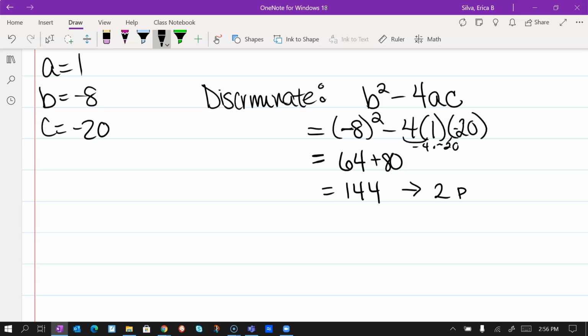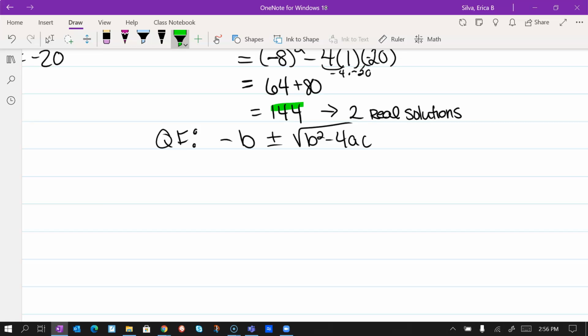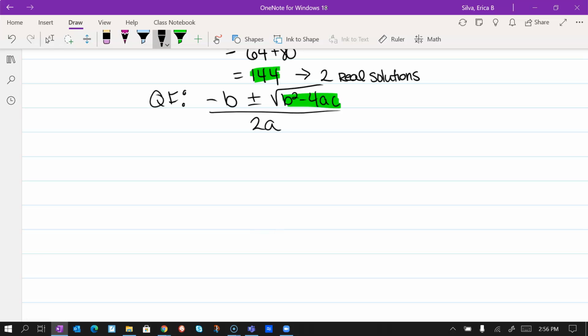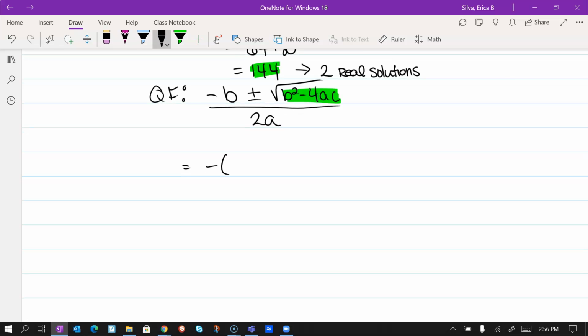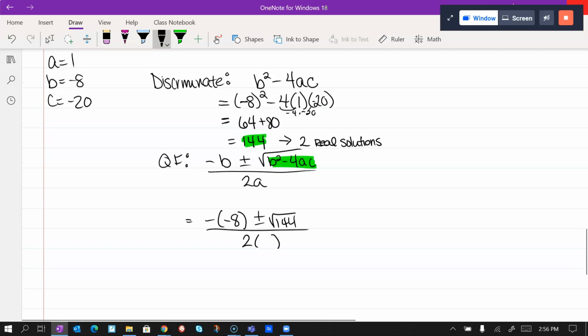That means we will have 2 real solutions because it's positive. And now that we have our discriminant, we're going to put it into our quadratic formula, where we have -b plus or minus the square root of b squared minus 4ac. And remember, that's that 144 that we already calculated, all divided by 2 times a. We substitute negative parentheses plus or minus the square root of 144 divided by 2 times our a. Our b is -8 and my a is 1.